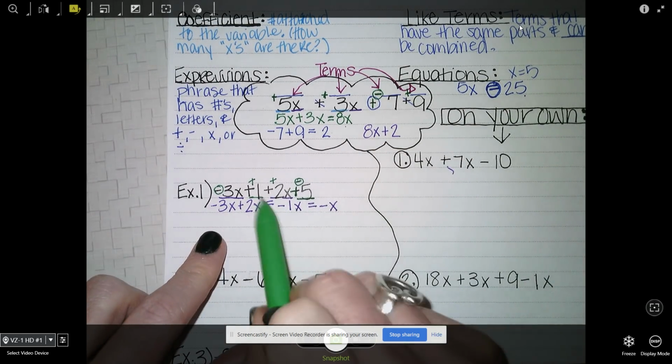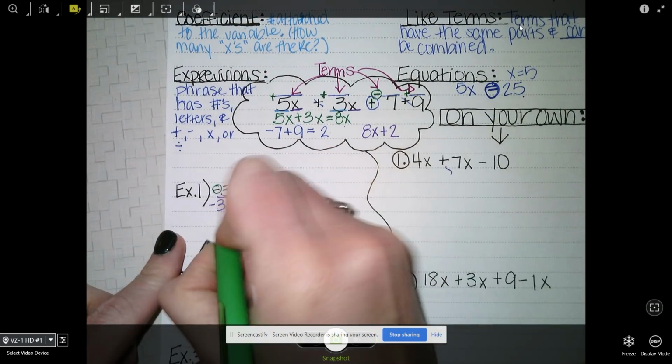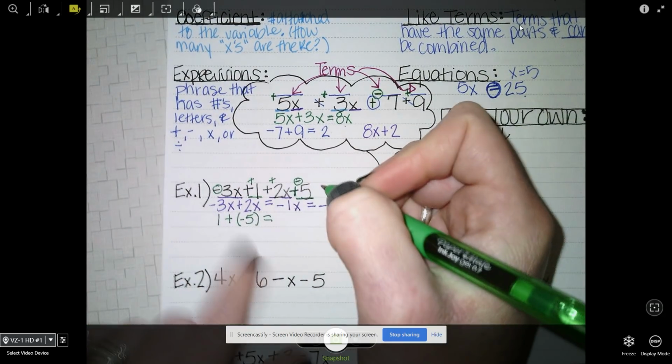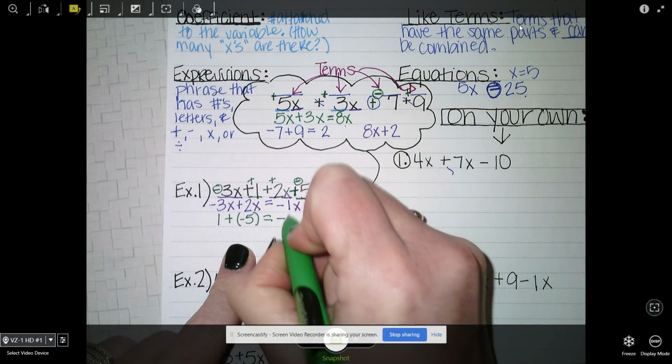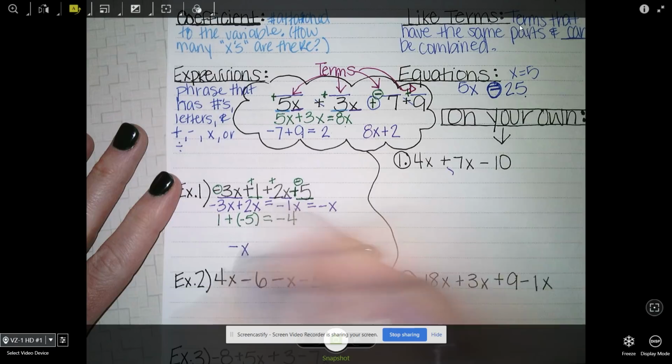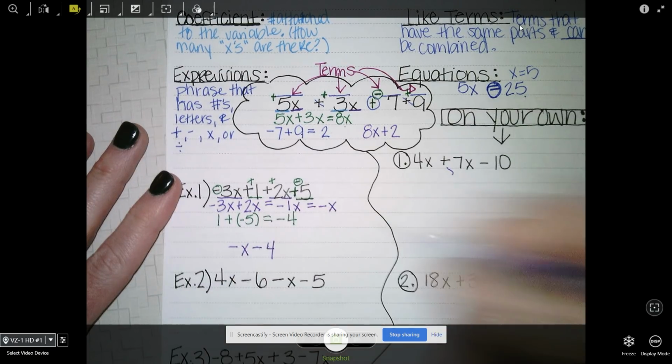And here on this one, we have 1 plus -5. And I'm going to subtract, keep the sign of the larger, which is negative, so it's -4. So my answer should be -x minus 4. And we're done.